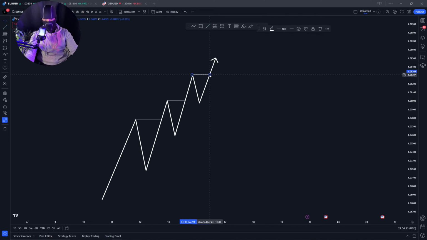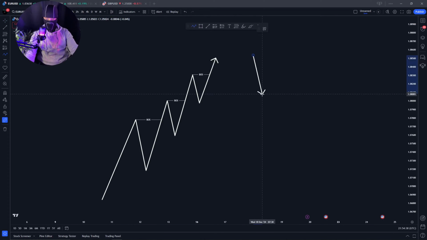Again, this high here, we break above it and this is your breaker structure. Now, same thing going for a bearish market. What are we constantly making? Lower lows and lower highs.